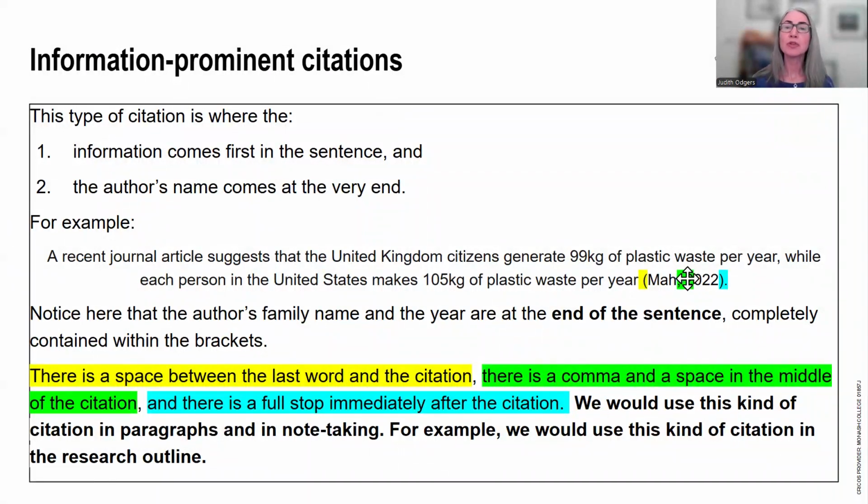Notice here that the author's family name and the year are at the end of the sentence, completely contained within the brackets. There is a space between the last word and the citation. There is a comma and a space in the middle of the citation, and there is a full stop immediately after the citation. We would use this kind of citation in paragraphs and in note-taking. For example, we would use this kind of citation in the research outline.